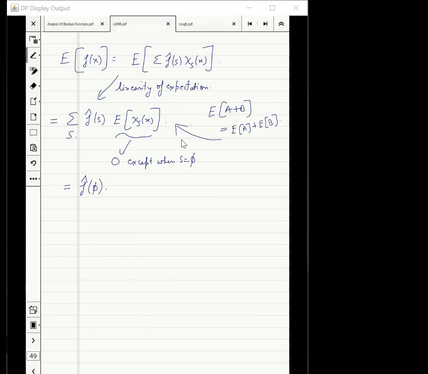Okay. I think we can actually generalize it by writing expectation of chi s times f. Sorry, expectation of chi s of x into f(x). I think this is going to be f hat at s, right? This is f hat at s, yes. So I guess this is a small generalization of that f hat at phi.